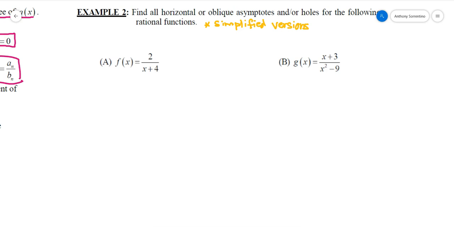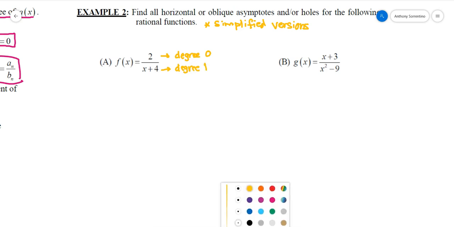But ultimately you want to be able to look at the functions and say, okay, what's going on with your highest powers of x and so forth. So for instance, in f of x, this is degree 0. I don't have any powers of x here. This is degree 0. The bottom is degree 1. So I have a situation where my numerator's degree is smaller than my denominator's degree. That's a pretty simplistic conclusion. I have a horizontal asymptote at y equals 0.